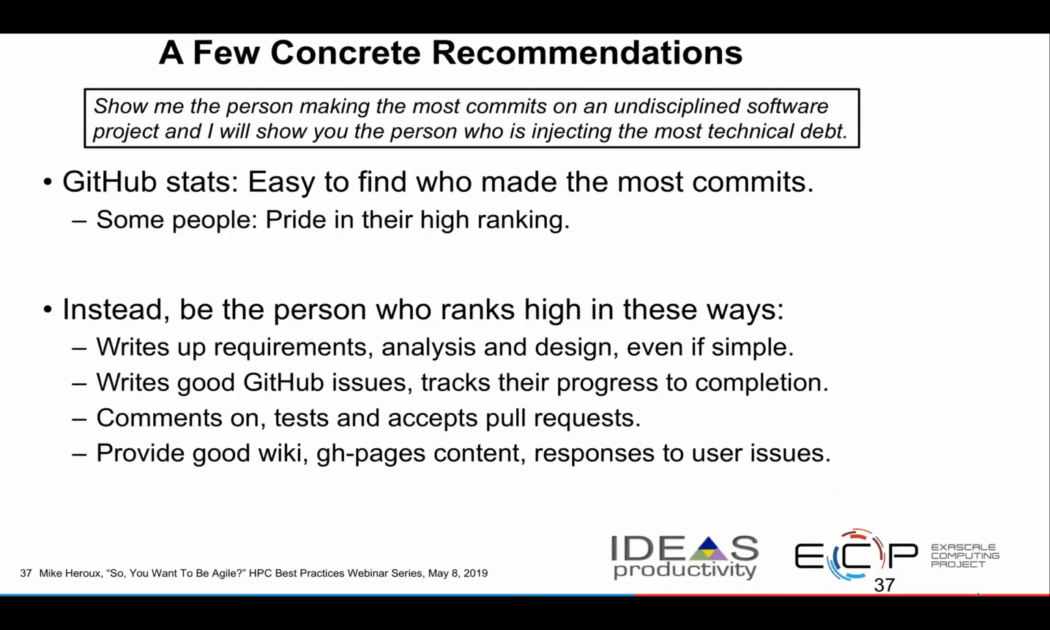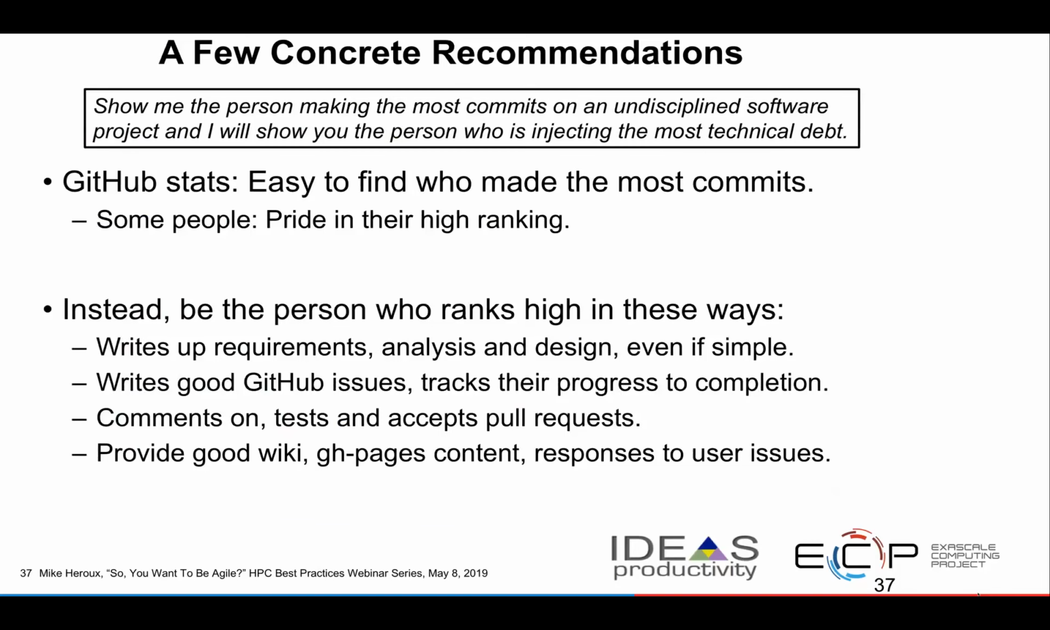So I would instead, and you can do this, right? Our tools allow us, at least somewhat, and maybe some of it has to be done more manually or informally, but rank people or give people recognition for the people who write up requirements, who do analysis and design, even if it's simple. Someone who writes good GitHub issues, right, and tracks progress to completion, someone who comments on or tests or accepts pull requests or provides good content in response to user issues. To me, these are better metrics, and these provide incentive to team members to do a more holistic good job than just making commits to the repository.